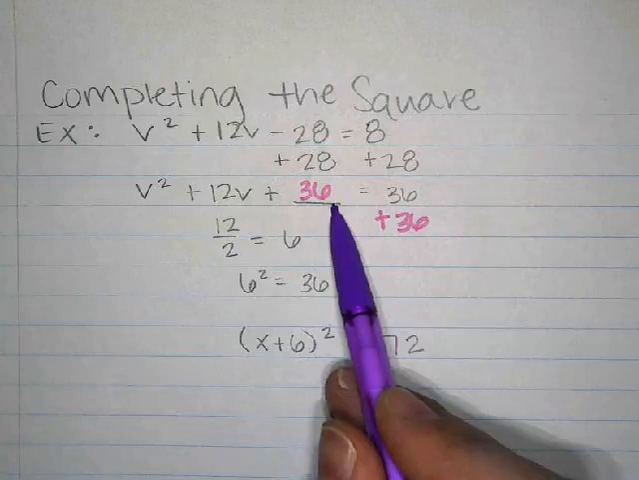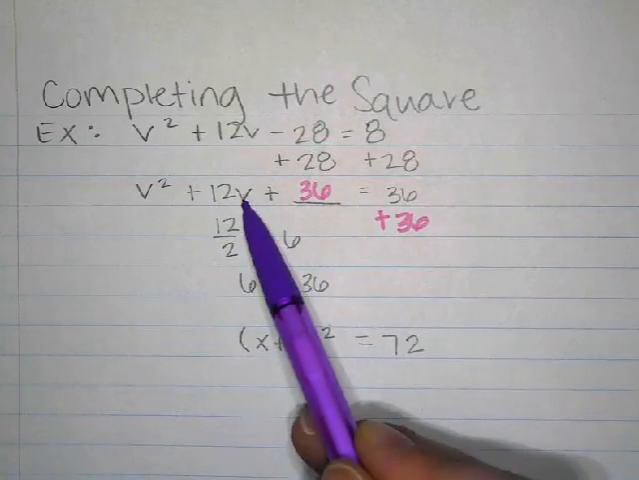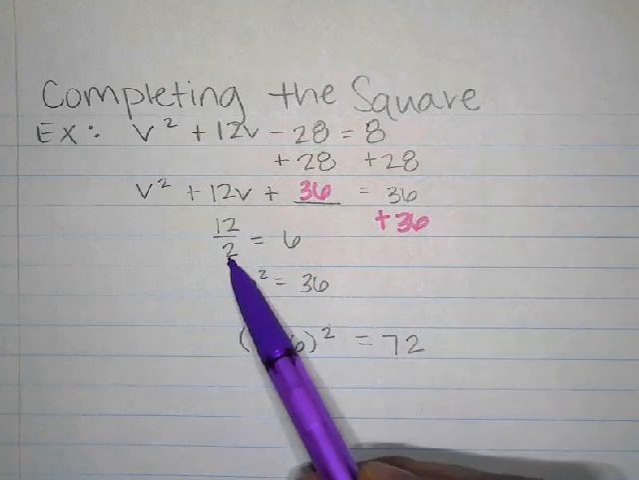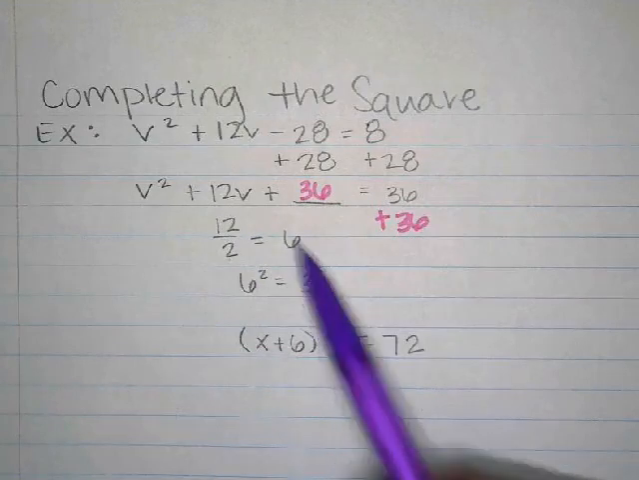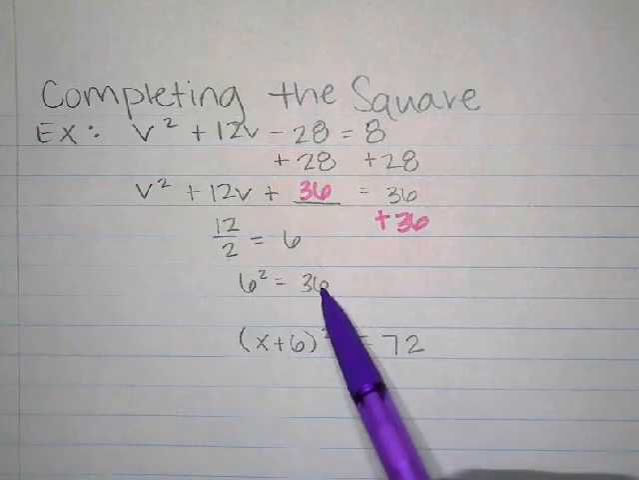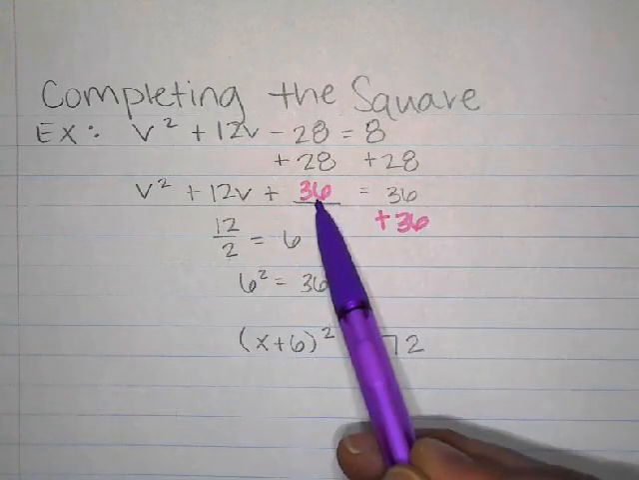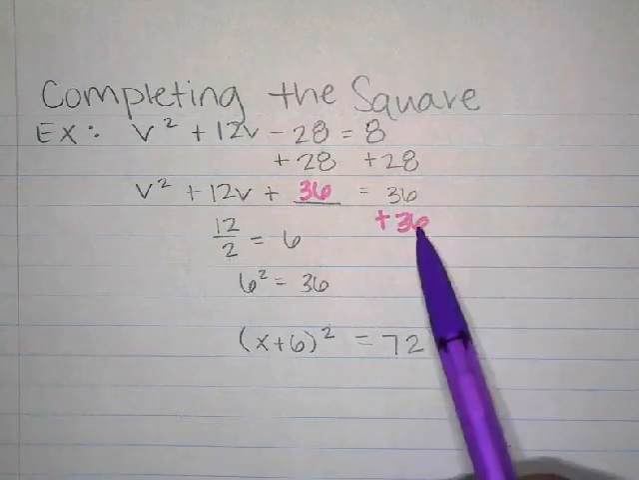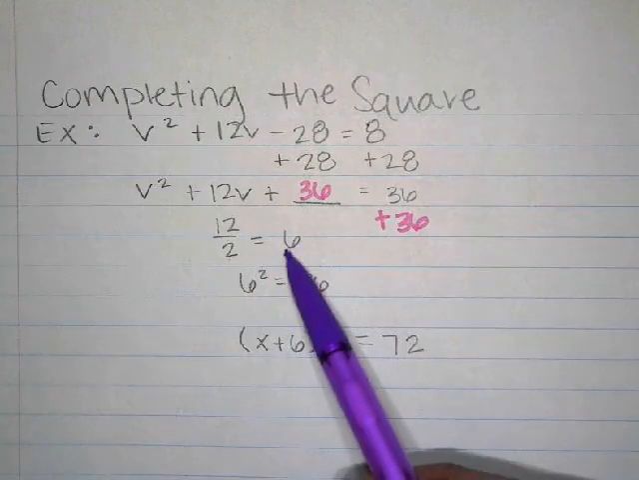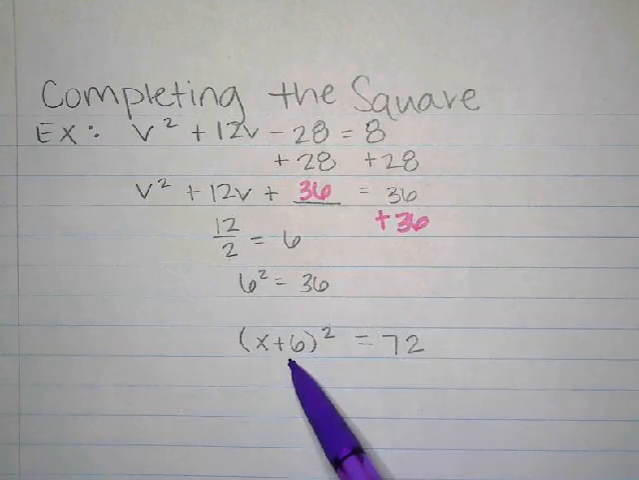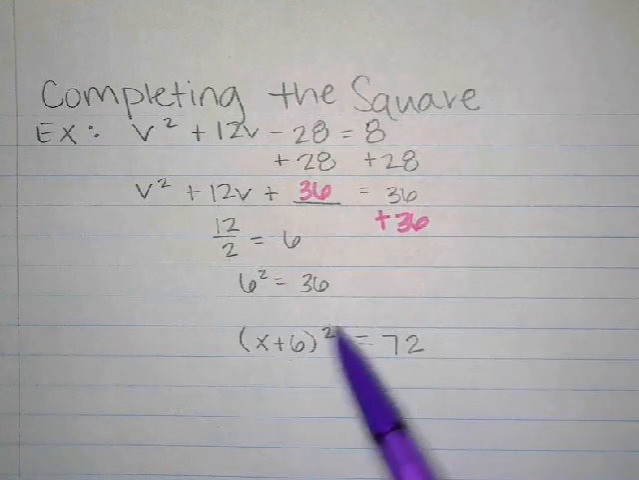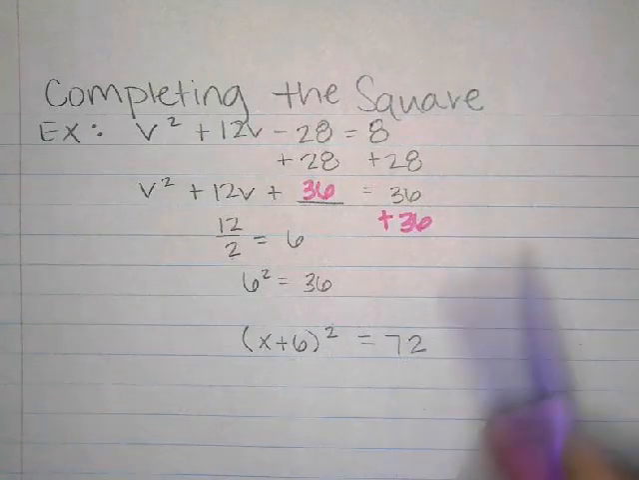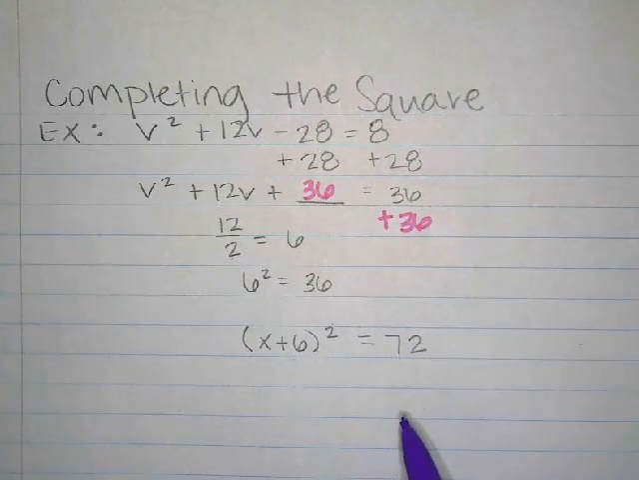I had my blank, I took my middle term, I divided it by 2, I took that answer, I squared it. That perfect square is what went in the blank. I added that to both sides. And then the number I got when I divided by 2, that's what goes in the parentheses every single time. So that parentheses squared, and then I have my number over here. So now I'm just going through the process of solving it.